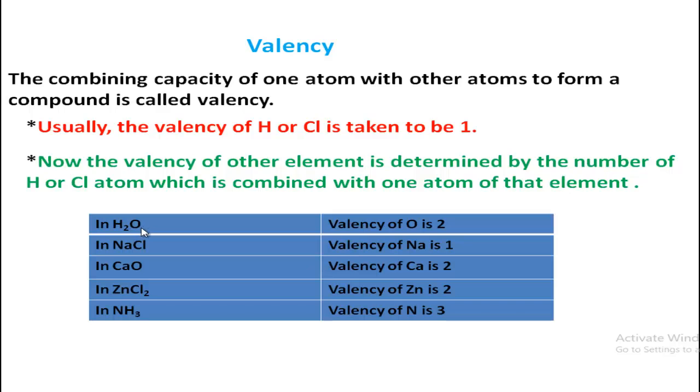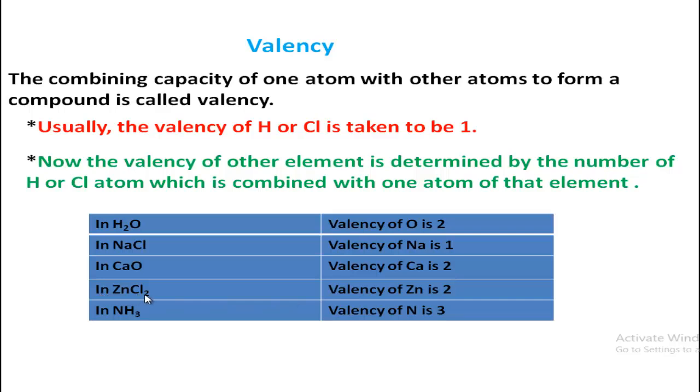In water, here 2 atoms of hydrogen combined with 1 atom of oxygen. So the valency of oxygen will be 2. In sodium chloride, 1 atom of sodium is combined with 1 atom of chlorine. So the valency of sodium is 1. In calcium oxide, you have already determined the valency of oxygen is 2. So 1 atom of calcium is combined with 1 atom of oxygen. So the valency of calcium is also 2.